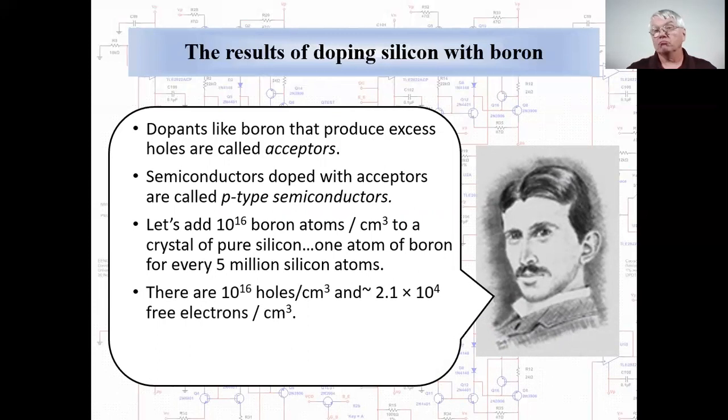Each acceptor atom will contribute a hole. And you see what it does to the electron concentration. The hole concentration is driven up to 10 to the 16th per cubic centimeter. The electron concentration is driven down to 2.1 times 10 to the 4th free electrons per cubic centimeter. Adding just 1 part of boron per 5 million of silicon causes the resistivity to drop by a factor of 150,000. An incredible change in resistivity for just a trace amount of boron.